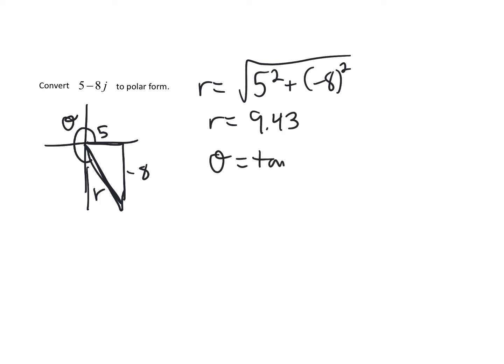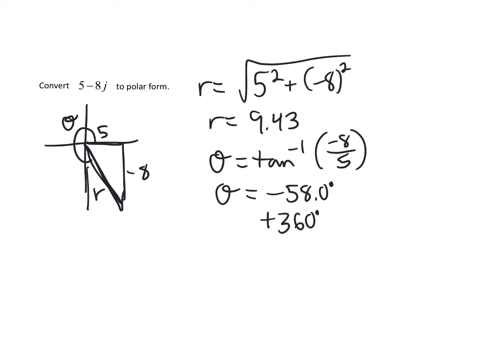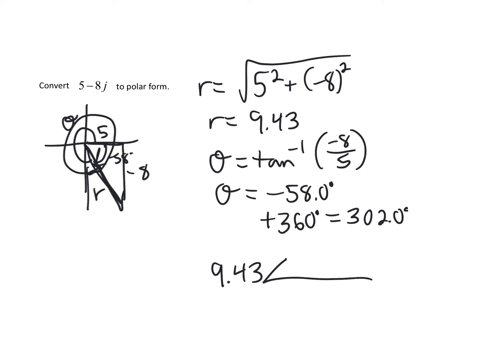Theta is always going to be tan inverse. So in this case, tan inverse of negative 8 over 5, which is negative 58.0 degrees. But we don't like the negatives, so we're going to add 360 degrees. So basically what that says is we've gone back negative 58, but then if we add a full circle, we're back to the same spot. So we end up with 302.0 degrees. Putting that all together, we get 9.43 at an angle of 302.0 degrees.